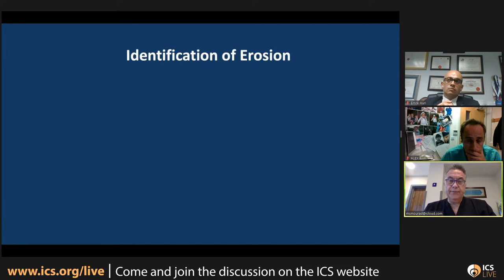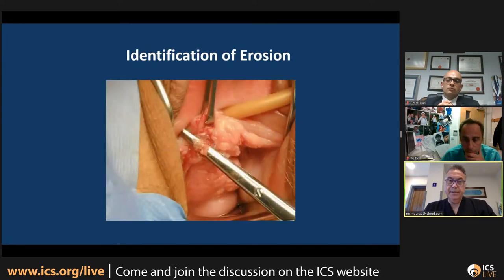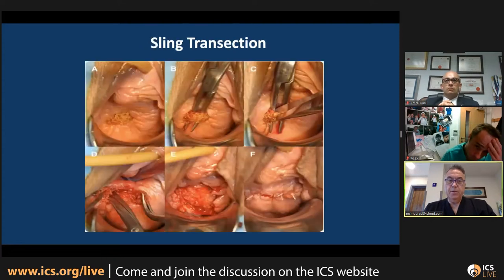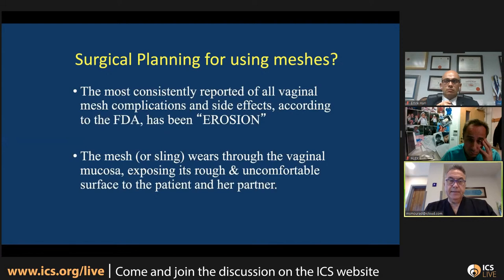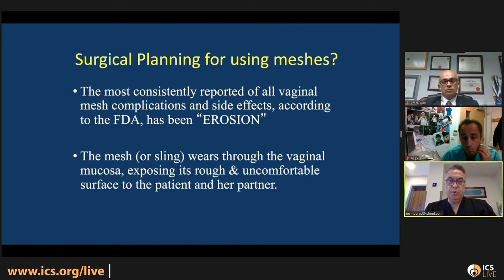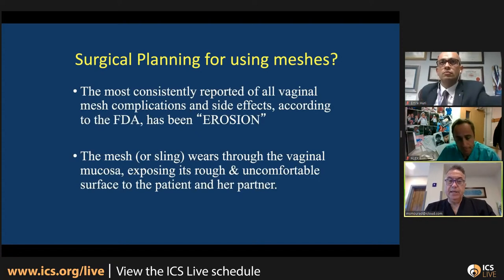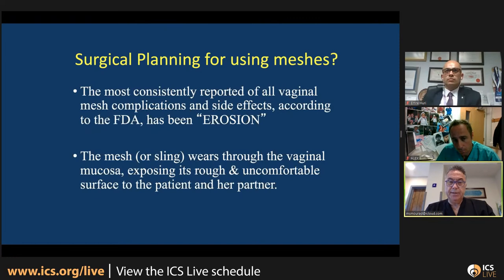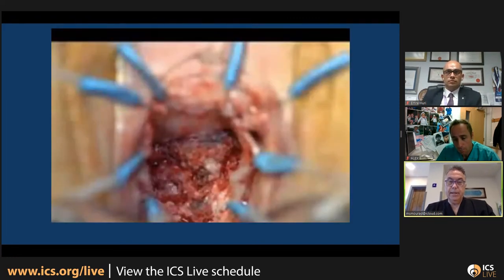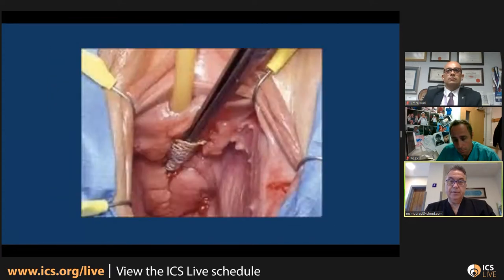So it is very important to identify the erosion as early as you can, examine the patient every time she comes for the follow-up, look at the erosion, or try to do transection early to make sure that the complication is not extending more. And it is important to do good planning for using meshes. The most consistently reported of all vaginal mesh complications and side effects, according to the FDA, has been the erosion. This is the worst complication that you can see. So the mesh or the sling wears through the vaginal mucosa, exposing its rough and uncomfortable surface to the patient and her partner. Make sure to look carefully at the patient and to make sure that the wound is clear and the vaginal tissues are healthy.